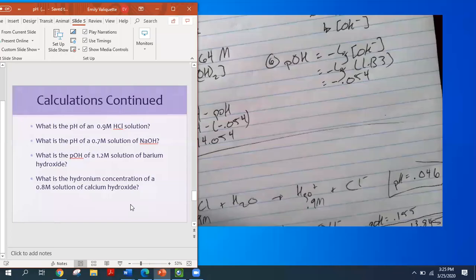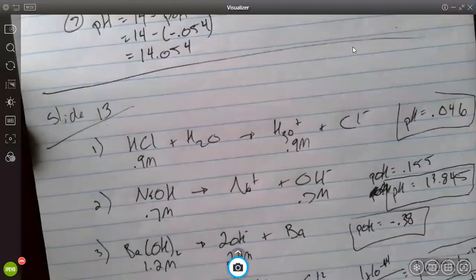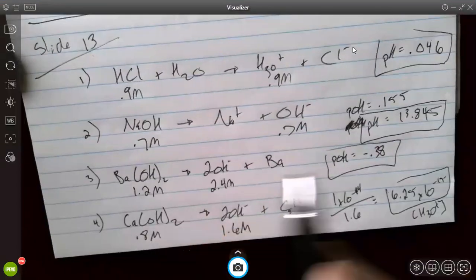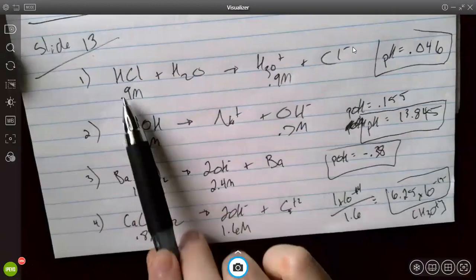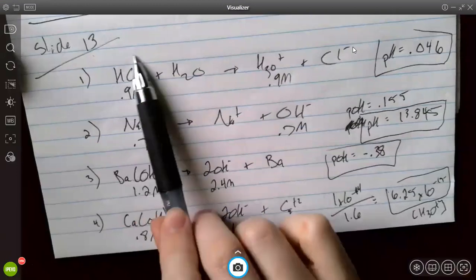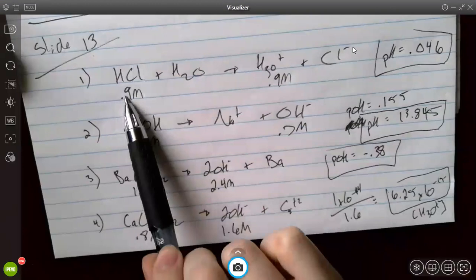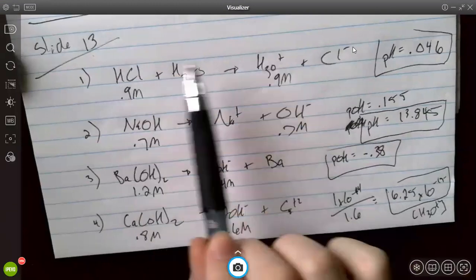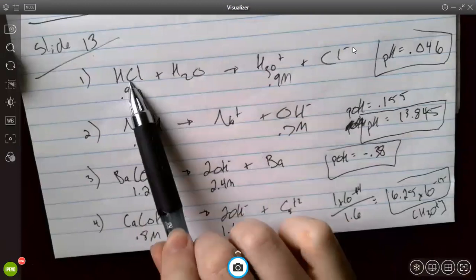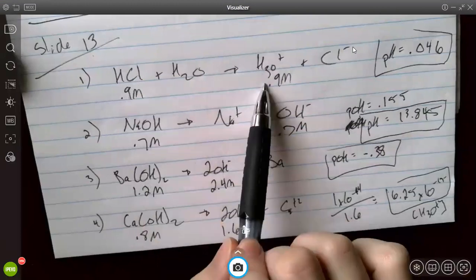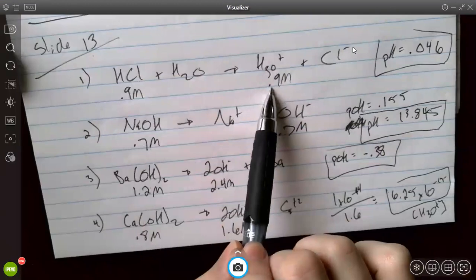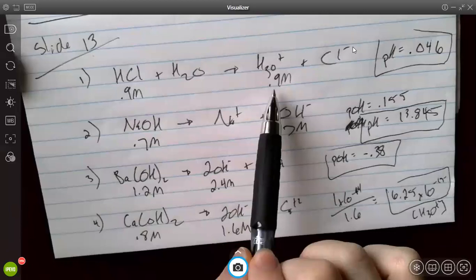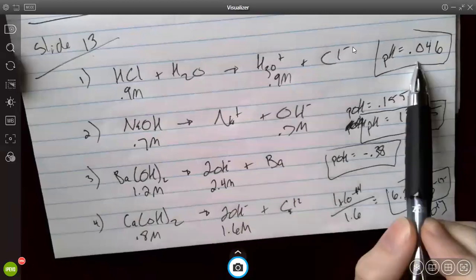Okay, last but not least, the answers to the questions on slide 13. It asked you for the pH of a hydrochloric acid solution that has a concentration of 0.9. So I start by writing out my ionization. It's a 1:1 ratio between my hydrochloric acid and hydronium ions, which means there's a 0.9 molar concentration of hydronium ions. I then plug that into my pH formula and get a pH of 0.046.